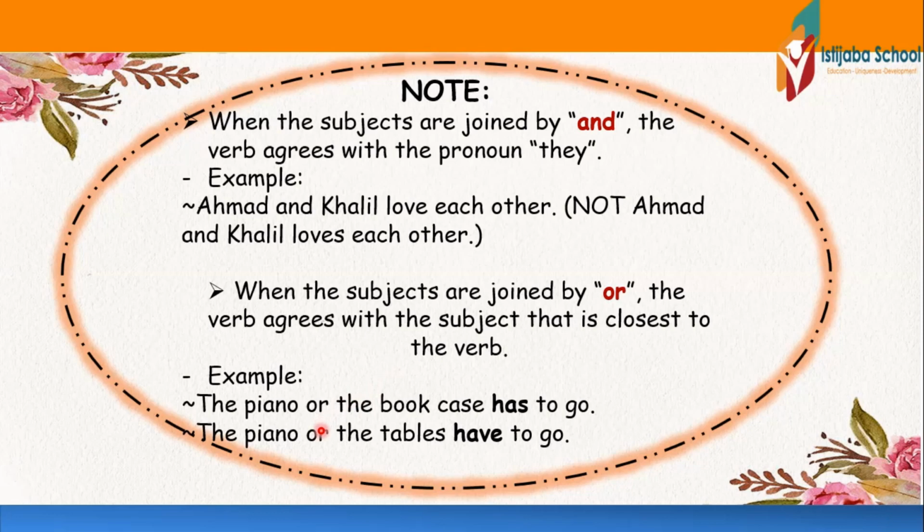Let's check the first example. The piano or the bookcase has to go. So in here I don't say have because I have the subject bookcase. Bookcase, if I want to replace it, I'm gonna use the subject pronoun it. It takes has. The second one, the piano or the tables have to go. I don't say in here has because I have tables, plural, so I use have.